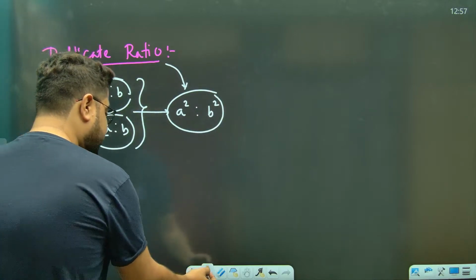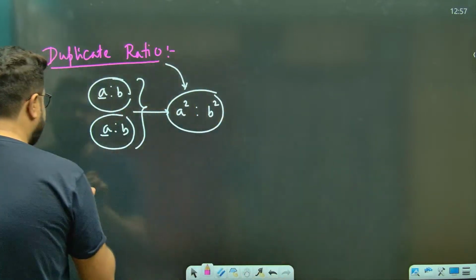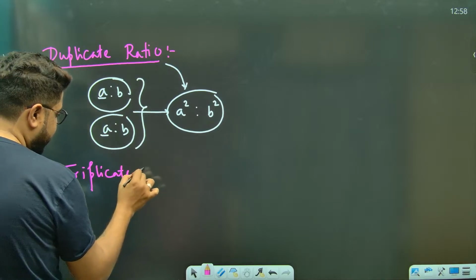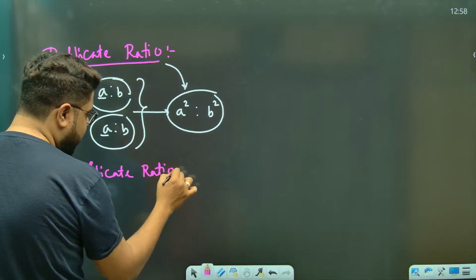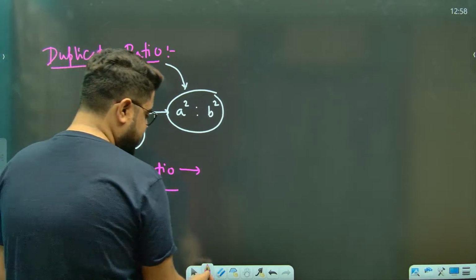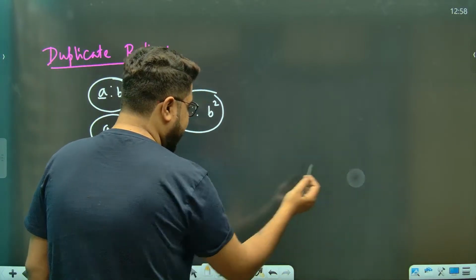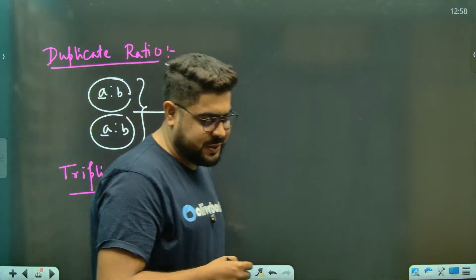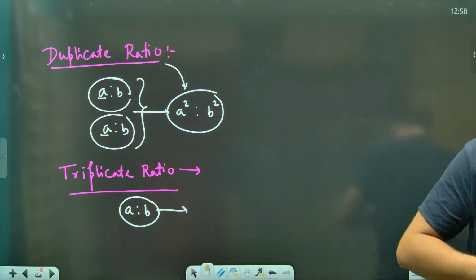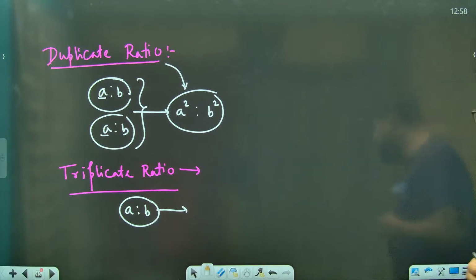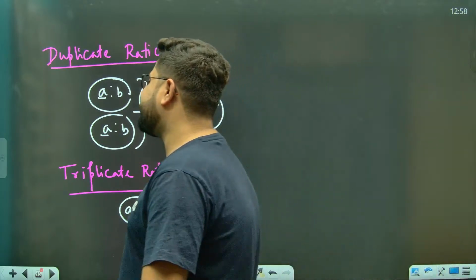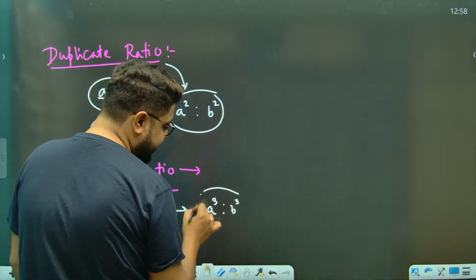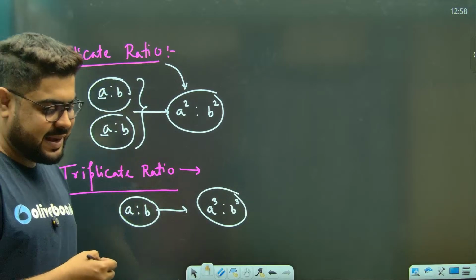Now, by using your common sense, you guys tell me what will be the triplicate ratio. I don't even have to tell you. What will be the triplicate ratio of A ratio B, brothers and sisters? Yes, cube. Absolutely correct, you guys are. So it will be A cube ratio B cube.